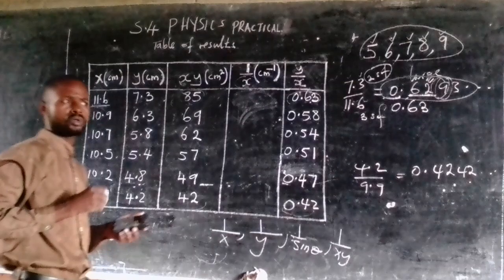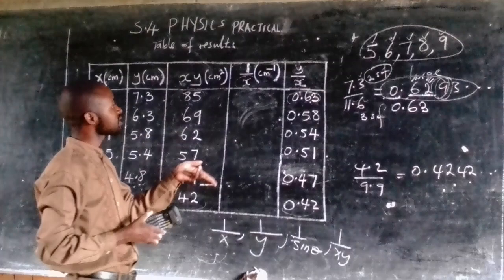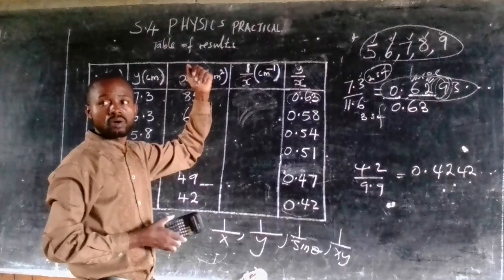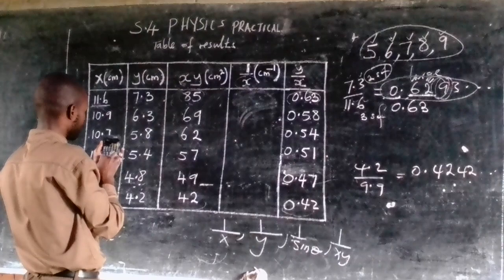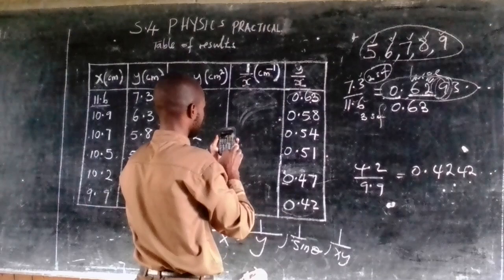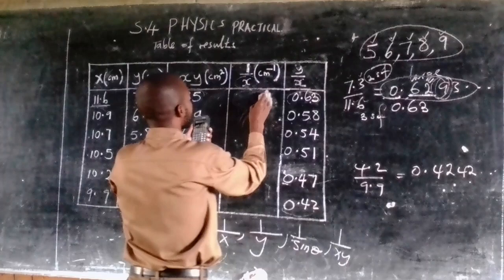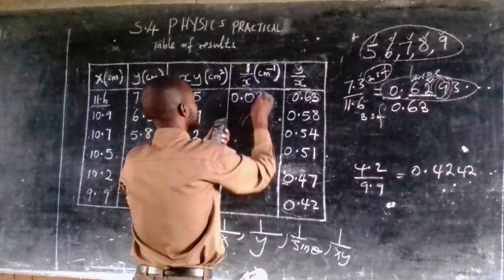Because some of you will be confused and say, I'm dividing two numbers, but this one is one, which means it has one significant figure. You'll be wrong. This is a constant, therefore don't consider its significant figures, right? Okay, so we are going to have our answer written. That is 1 divided by 11.6, I have 0.0862.